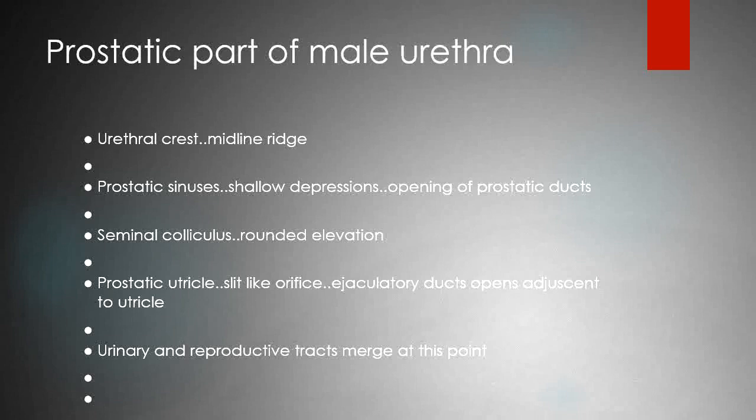2 ejaculatory ducts open into the prostatic part of urethra via slit-like openings which are located adjacent to this prostatic utricle. This is the point where the urinary and the reproductive tracts merge. The lowermost part of the prostatic urethra is fixed by the puboprostatic ligament and therefore it is immobile.